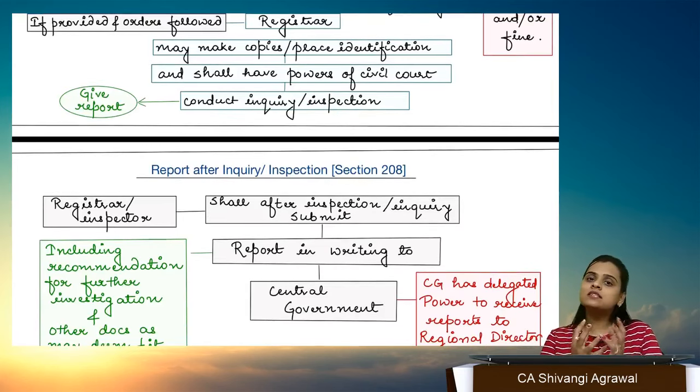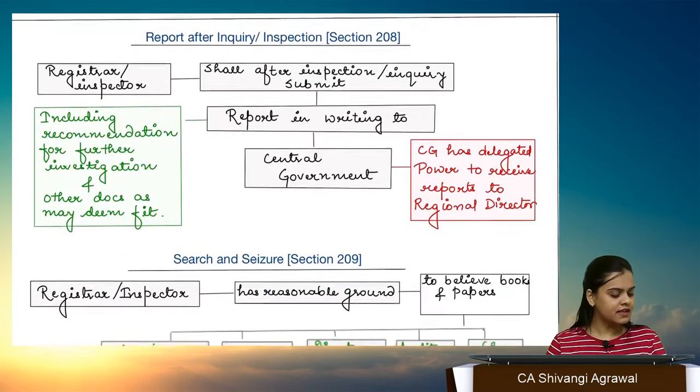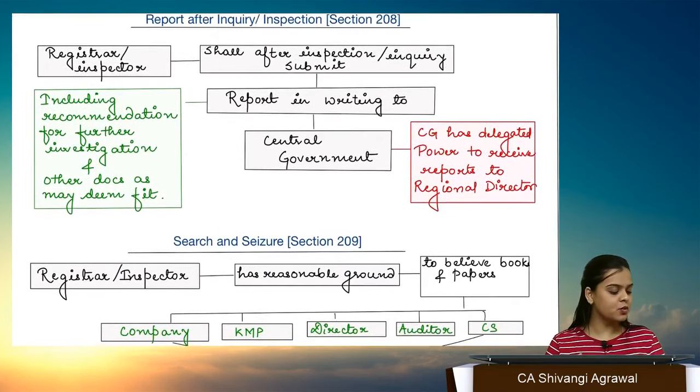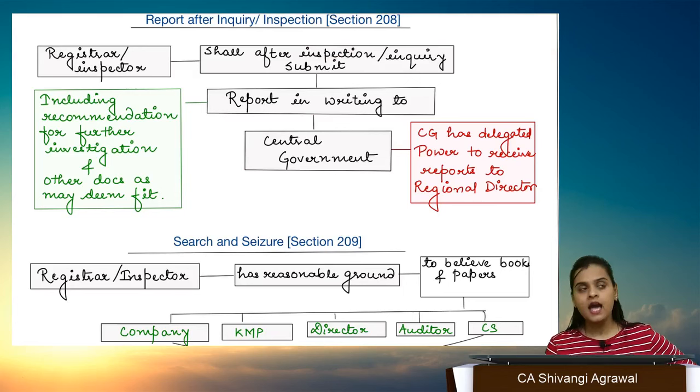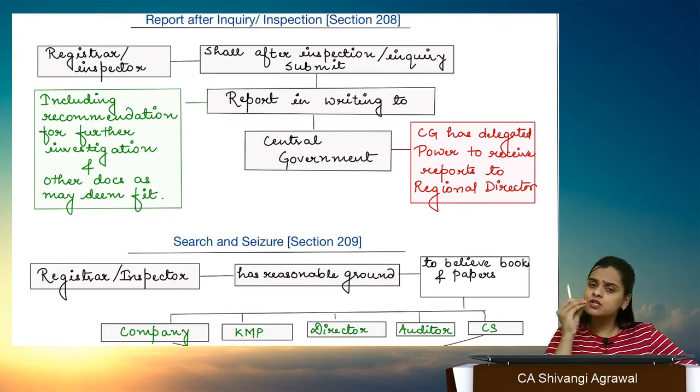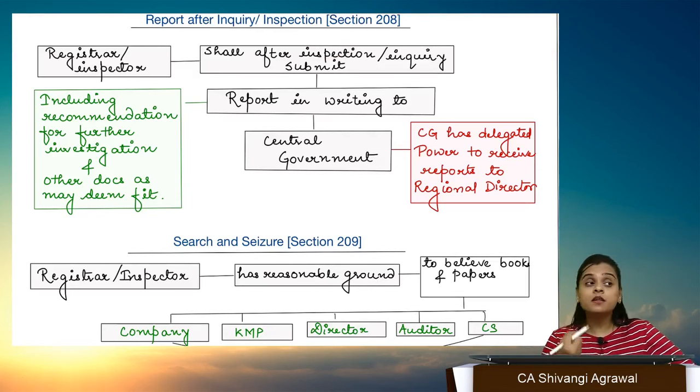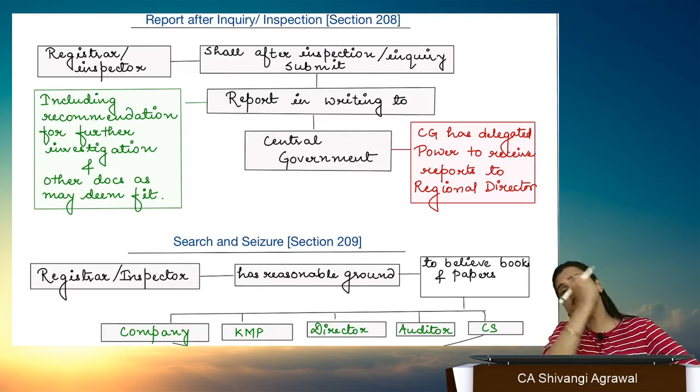What powers are given to them? They get the same powers as a civil court. They can also place identification marks, take copies of the books, papers, etc. And after they have completed the inspection or inquiry, they will submit the report to the central government as given in section 208.